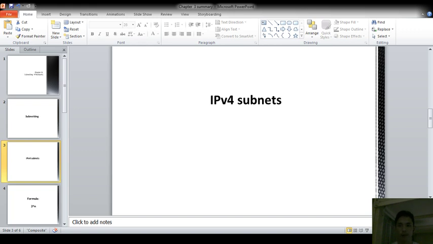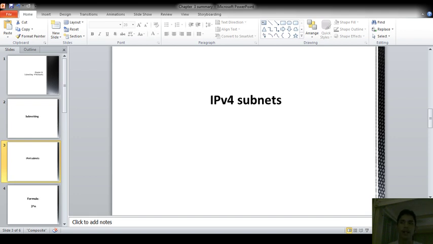The IPv4 subnets are created by using one or more of the host bits as network bits. Two very important factors that lead to the determination of the IP address block with the subnet mask are the number of subnets required and the maximum number of hosts needed per subnet.